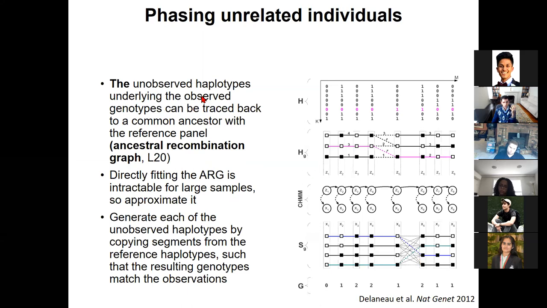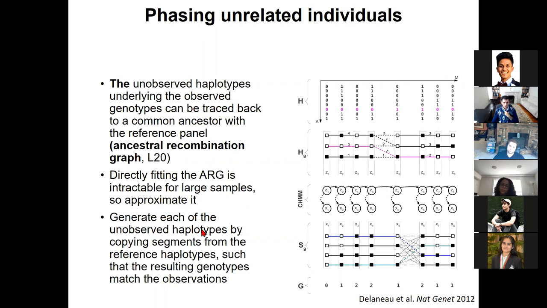So the unobserved haplotypes underlying the observed genotypes can be traced back to a common ancestor with the reference panel and directly fitting this series of recombination events that we call this ancestral recombination graph. So this ARG is basically telling you how every single individual in a particular sample is related to each other based on every single recombination event that has occurred along the genome, okay? So we can directly fit the ARG, but that's intractable for large samples, so we can approximate it.